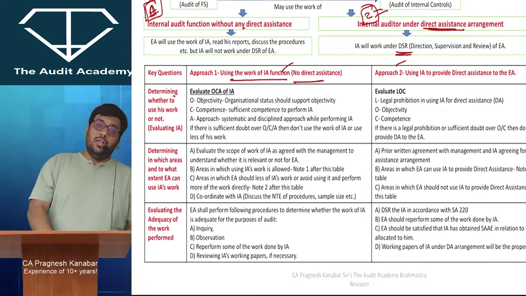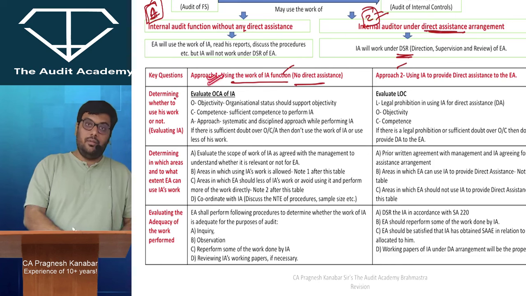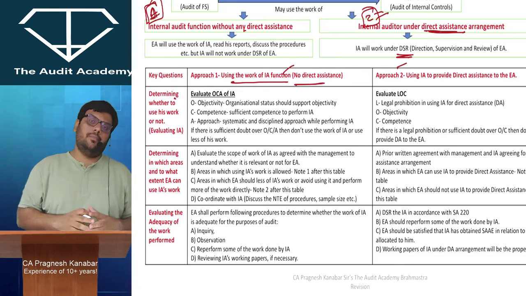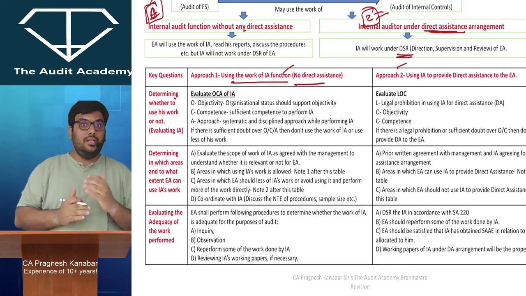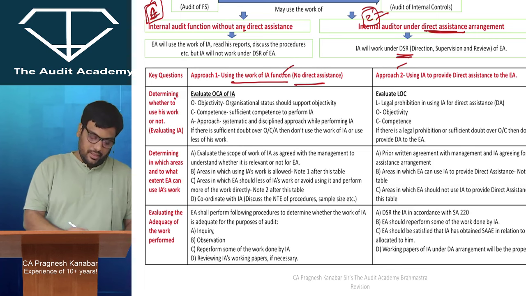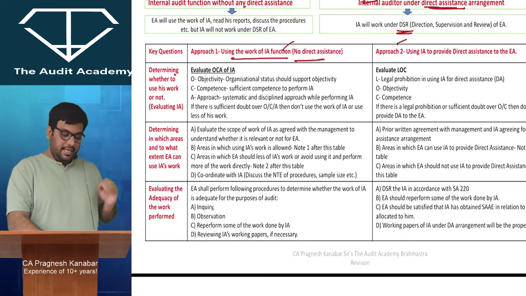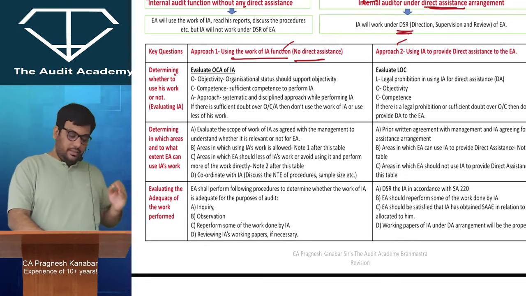All right. So now we have evaluated the person. Come back to approach one. No direct assistance. We have evaluated the person. Now the second question is, in which areas and to what extent I can give him the work or I can use his work. So determining in which areas and to what extent external auditor can use internal auditor's work.